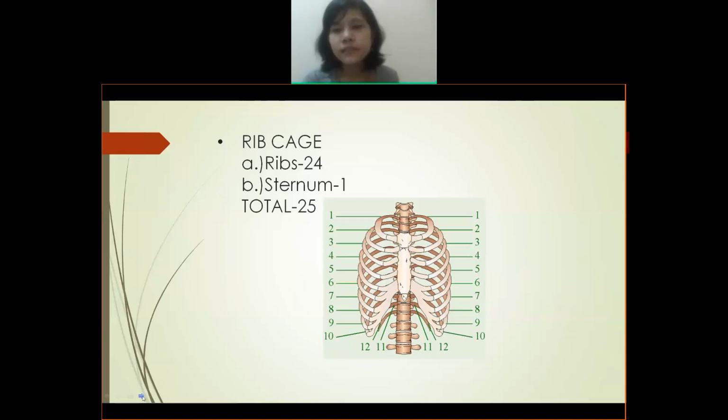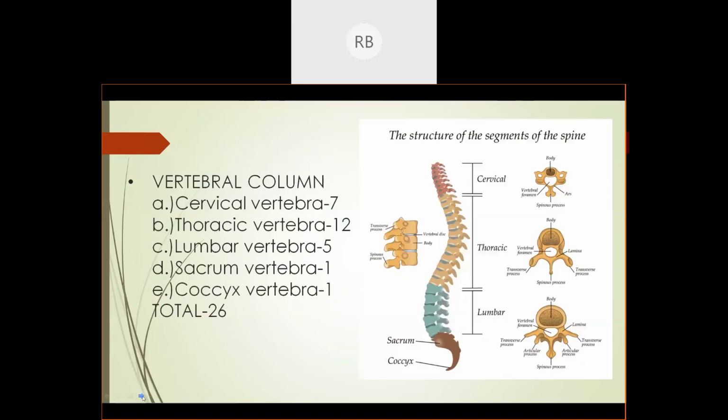And total number of bones you have in the rib cage is 25. 24 plus 1 is equal to 25. Are you clear now? Rib cage, how many ribs do you have? 24. Sternum you have 1. Shall we move to the next slide?